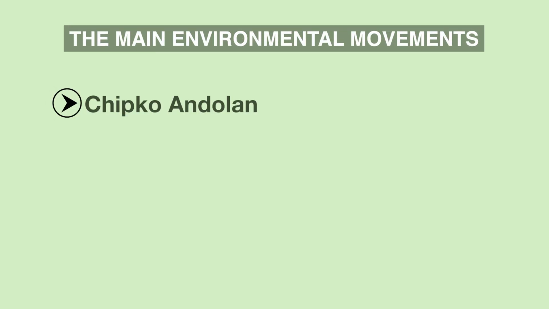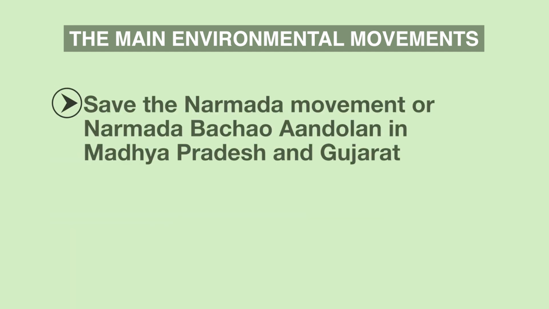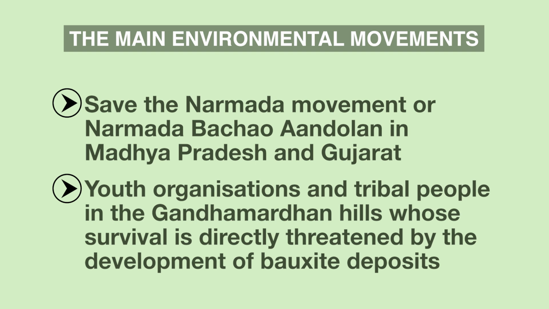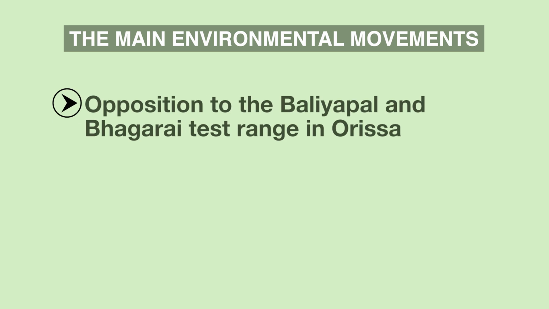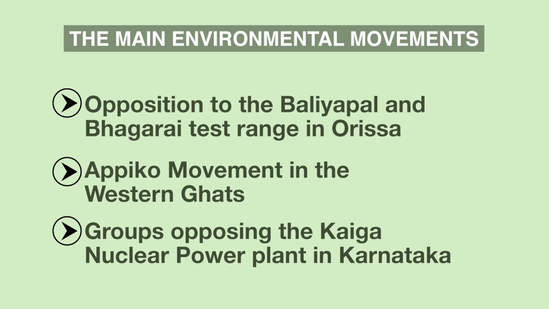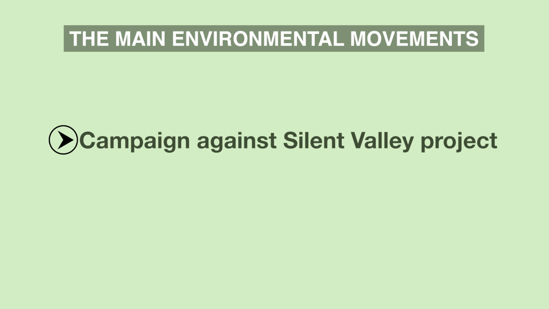Gujarat to Tripura. The main environmental movements are the Chipko Andolan, the Save the Bhagirathi and Stop Tehri Project Committee in Uttar Pradesh, the Save the Narmada movement, also known as the Narmada Bachao Andolan, in Madhya Pradesh and Gujarat, youth organizations and tribal people in the Gandhamardhan Hills, whose survival is directly threatened by the development of bauxite deposits, the opposition to the Baliapal and Bhogarai test range in Orissa, the Appiko movement in the Western Ghats, groups opposing the Kaiga nuclear power plant in Karnataka, and the campaign against the Silent Valley project, to name some.